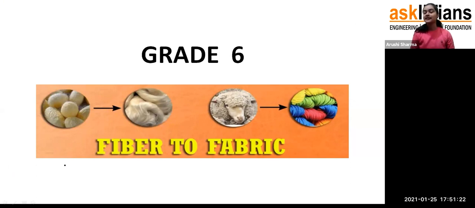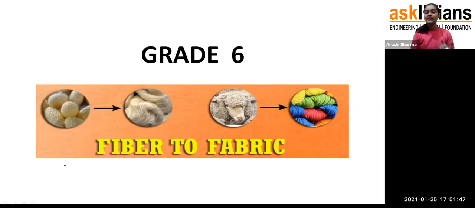And in the last session, we studied what fabrics are and what fibers are. We discussed what natural fibers and synthetic fibers are. In natural fibers, we saw that they are of two types: one is plant fibers and the other is animal fibers. The fibers which we get from plants, we call plant fibers.